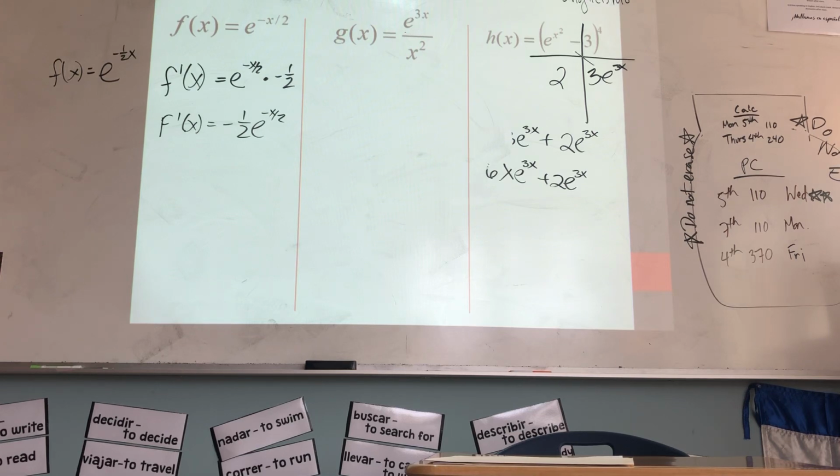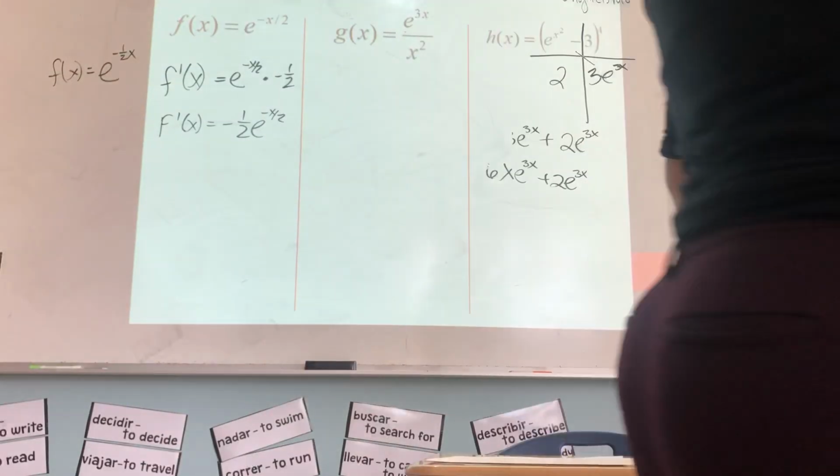Go. Alert! For the next one, I notice I have an x in multiple places. What rule am I going to use? Quotient rule. Okay. Low d high minus high d low over low squared. So go ahead, set up your quotient rule. Take your time.